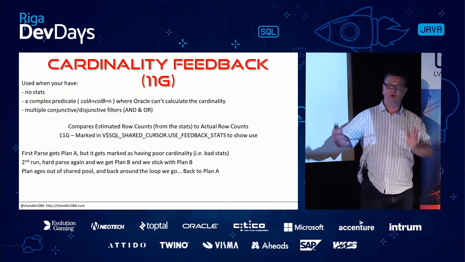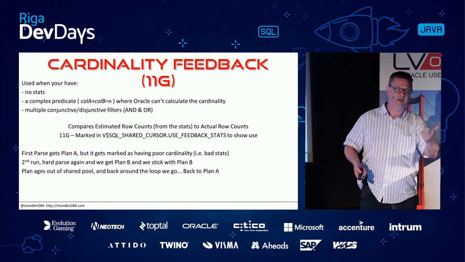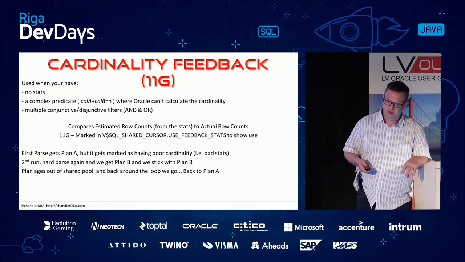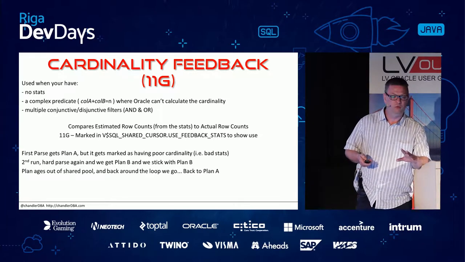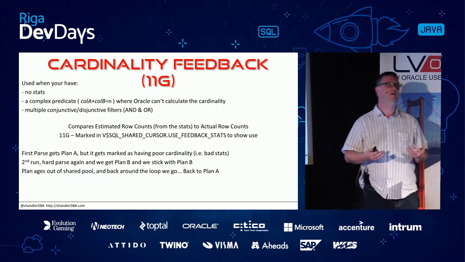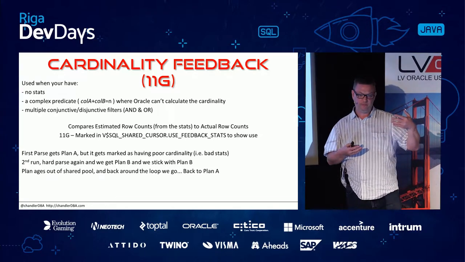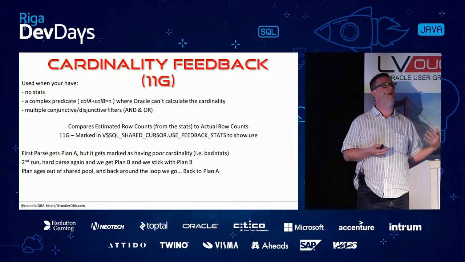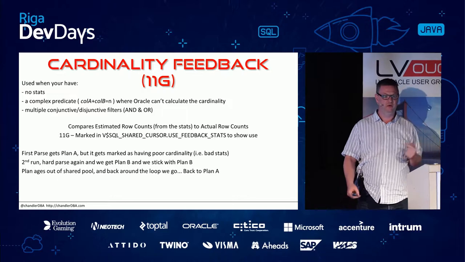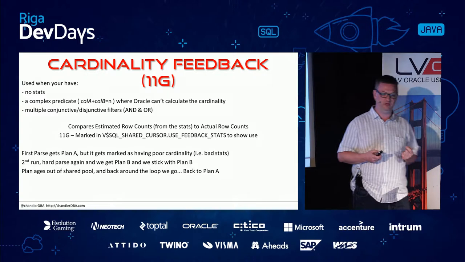And when Oracle 11 came along, if you had no stats, or you were using complex predicates, or multiple conjunctive or disjunctive filters, ands and ors, Oracle would basically gather information as it was processing your tables. It'll look to say, well, how many rows are actually coming back when we're trying to query this data? The statistics say we're going to get 50 rows. How many actually came back? And can we use that information to improve the plans in the future?